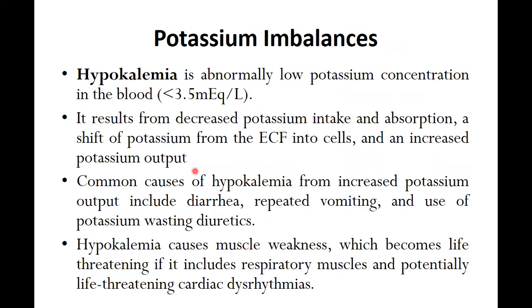So let's talk about the specific imbalances. Let's start with potassium imbalances. An imbalance in potassium can either be hypokalemia or hyperkalemia. Let's begin with hypokalemia. Hypokalemia is abnormally low potassium concentration in the blood, less than 3.5 milliequivalents per liter.